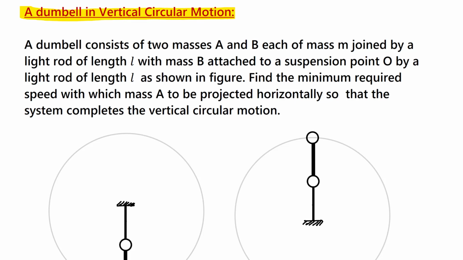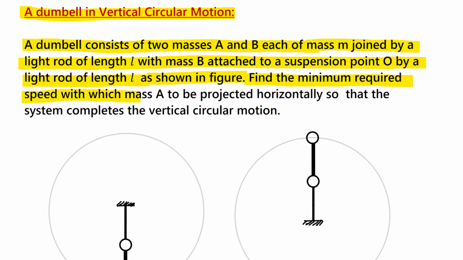The problem says a dumbbell consists of two masses A and B, each of mass M, joined by a light rod of length L, with mass B attached to the suspension point O by a light rod of length L as shown in the figure. Find the minimum required speed with which mass A is to be projected horizontally so that the system completes the vertical circular motion.